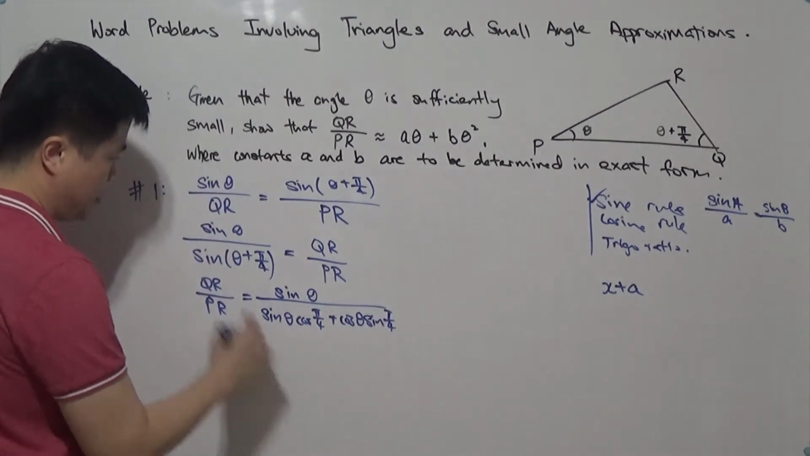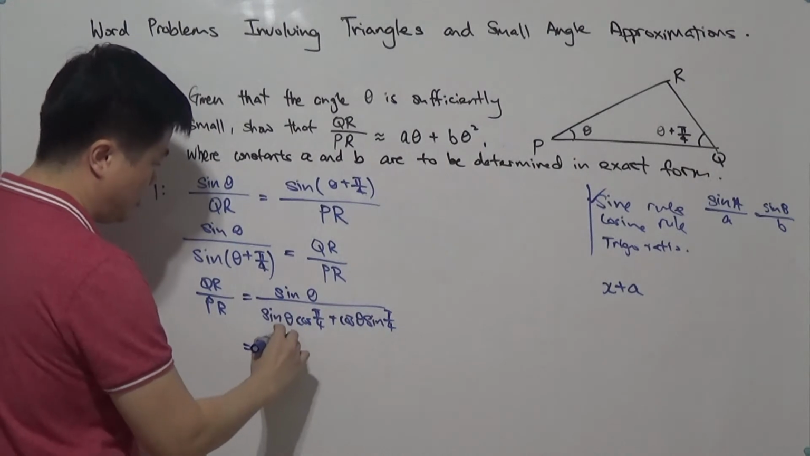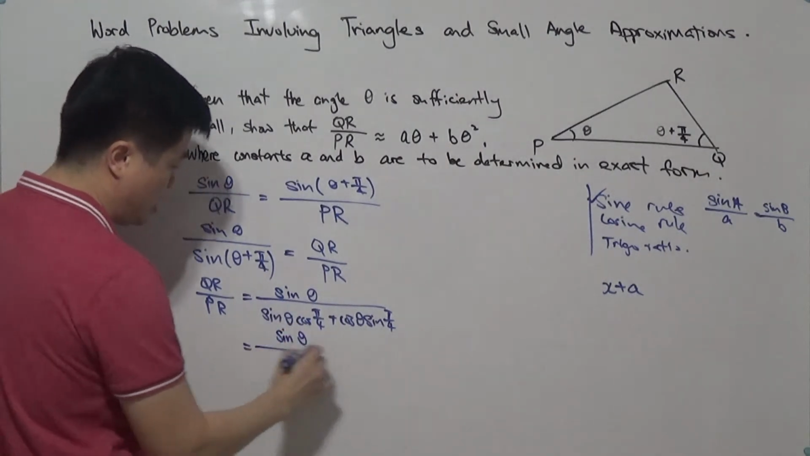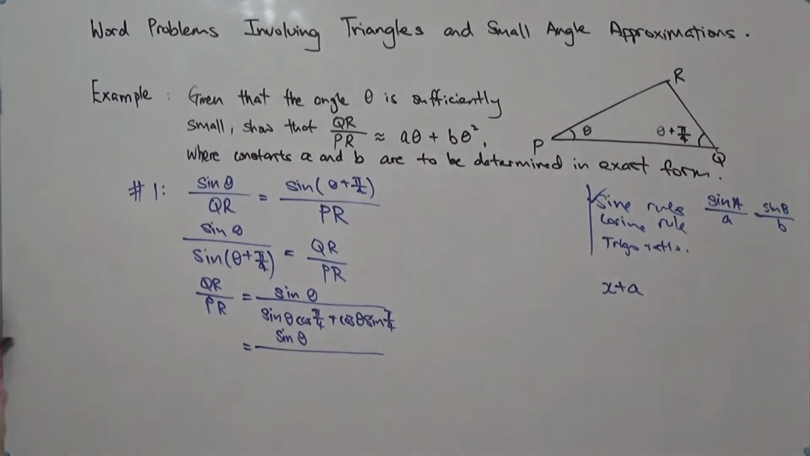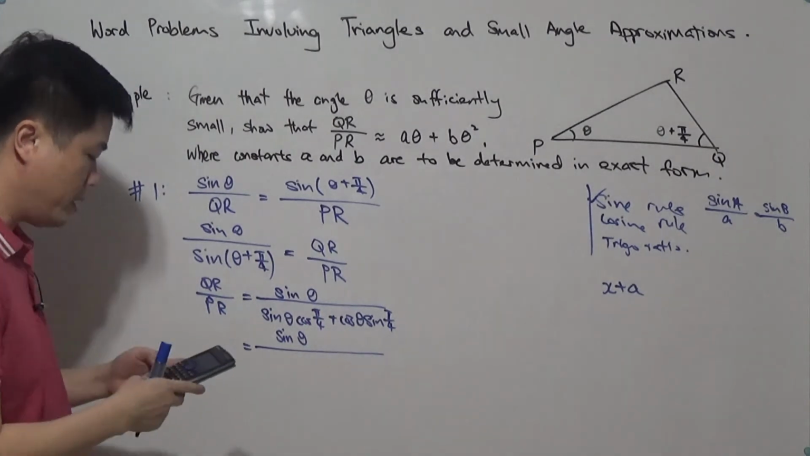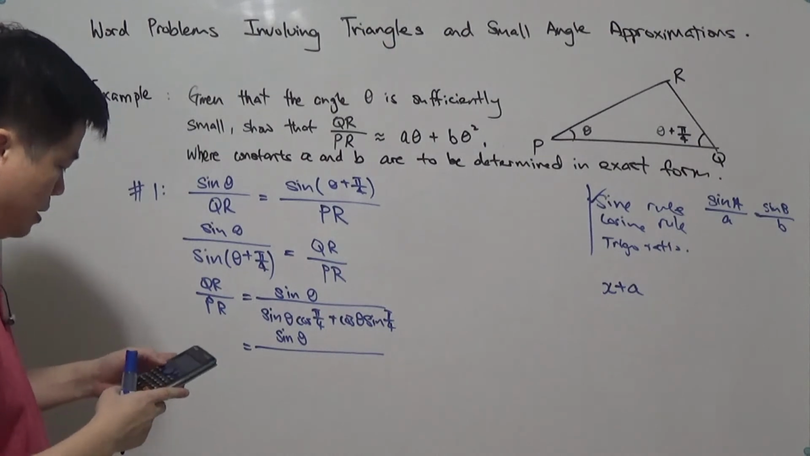What we'll have is this: sine theta, that remains no change, and then over, we can work out what cosine pi over 4 is. We can simply press this into our calculator. So cosine pi over 4.